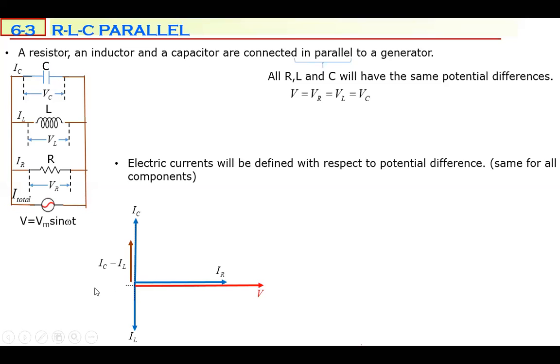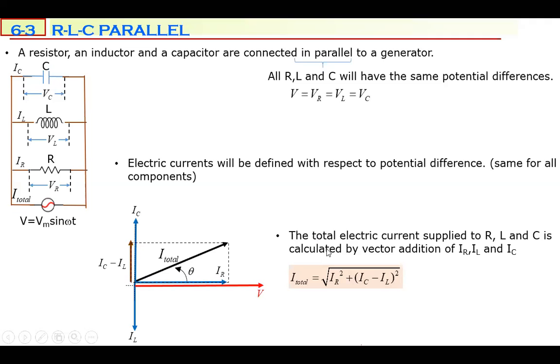So we should subtract them to get the resultant: IC minus IL. After that, we will use the Pythagorean theorem again to calculate I total, the current supplied by the generator. So IR, IL, IC, but I total is calculated again by Pythagorean: I total equals the square root of IR squared plus (IC minus IL) squared.